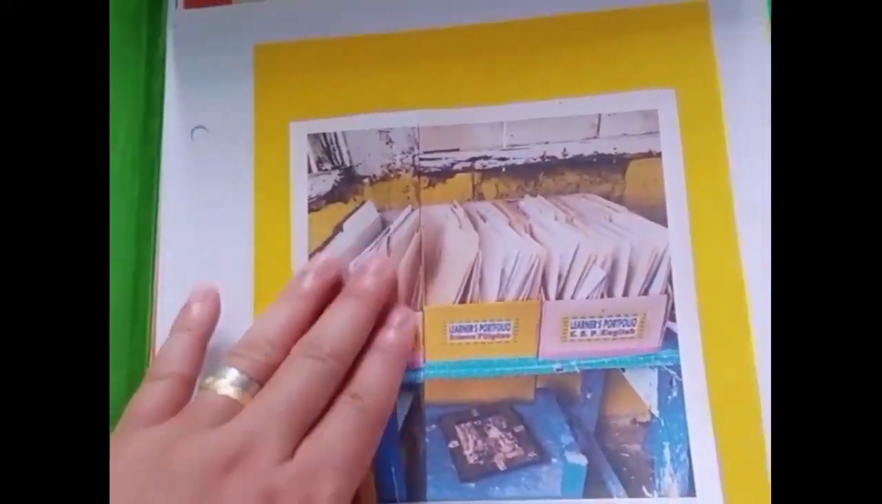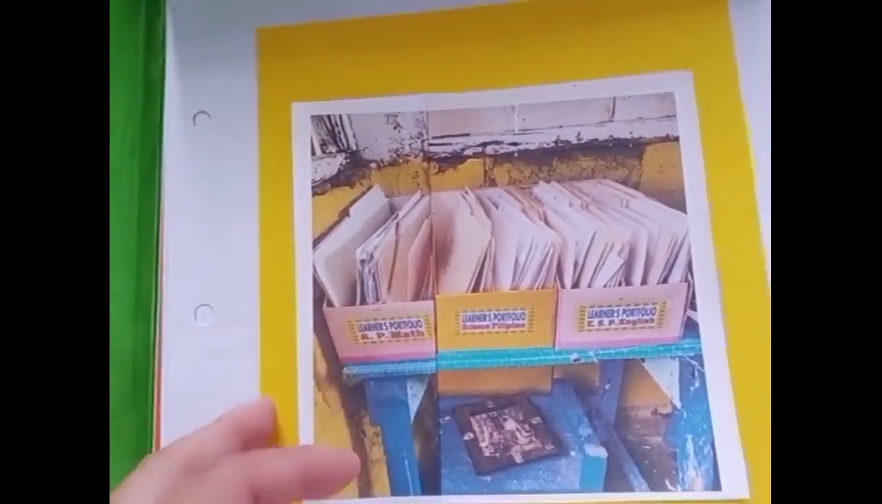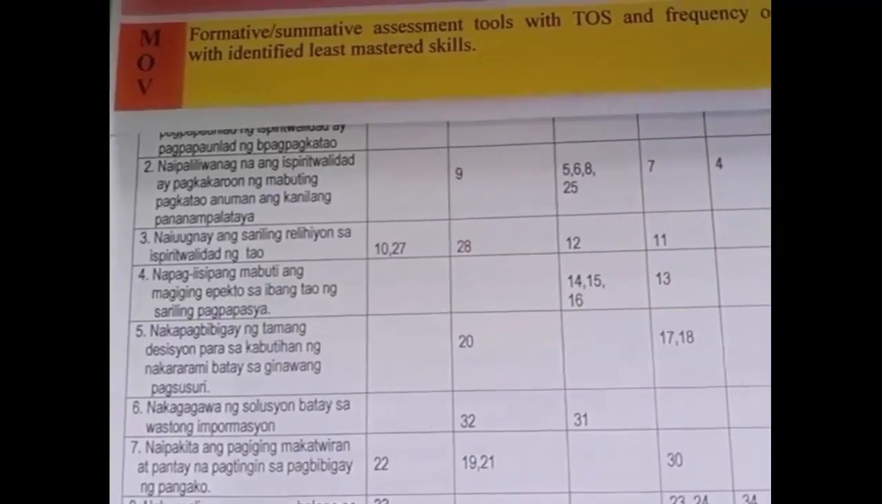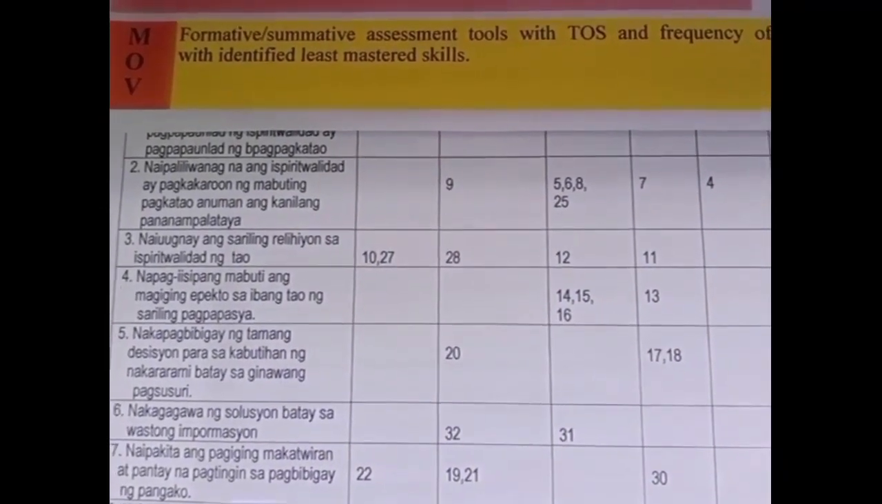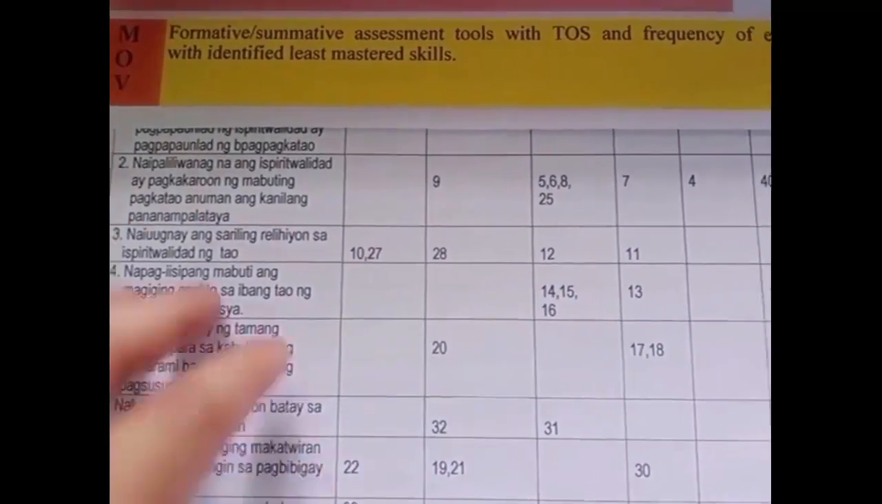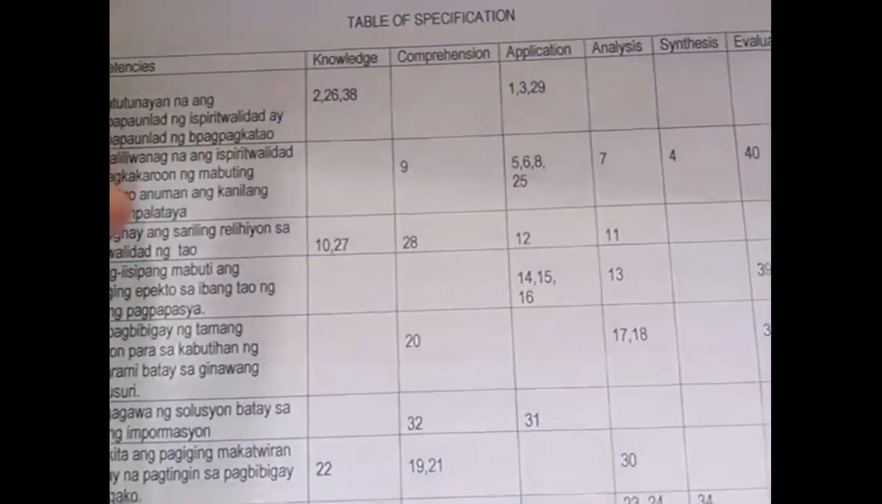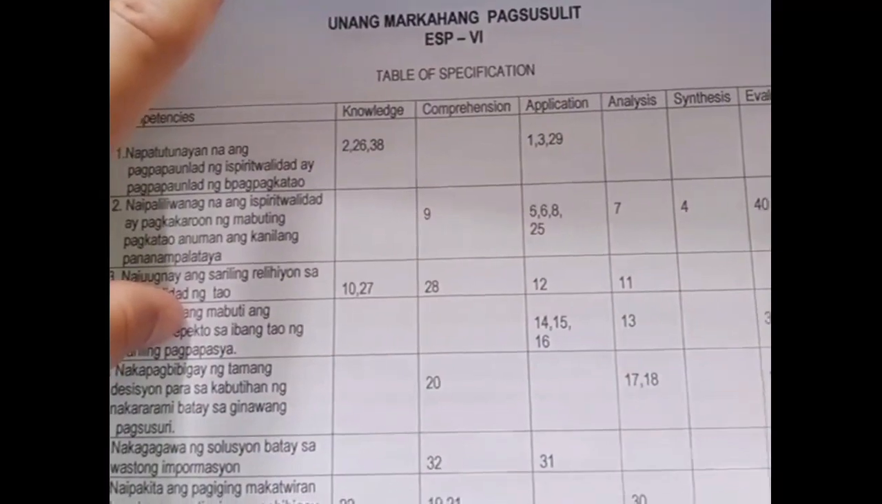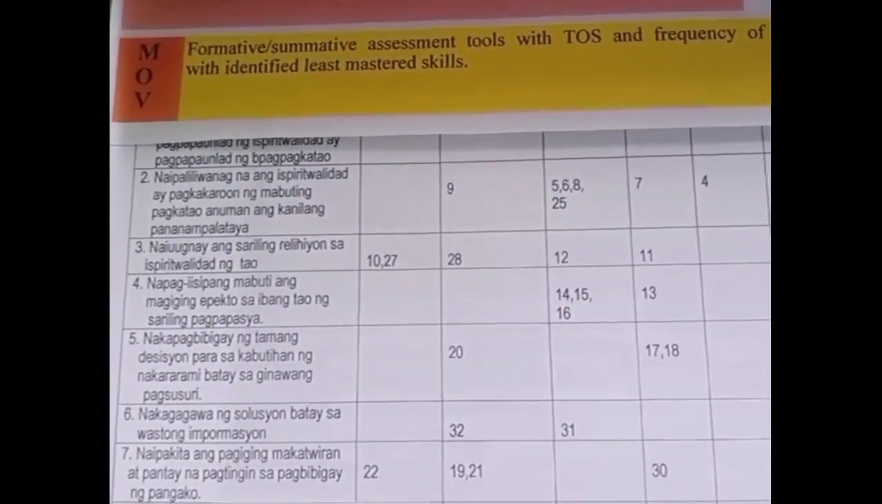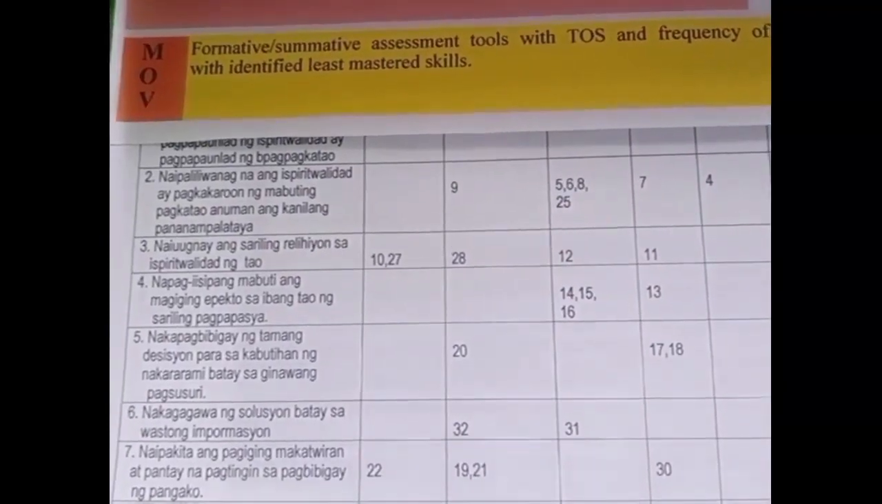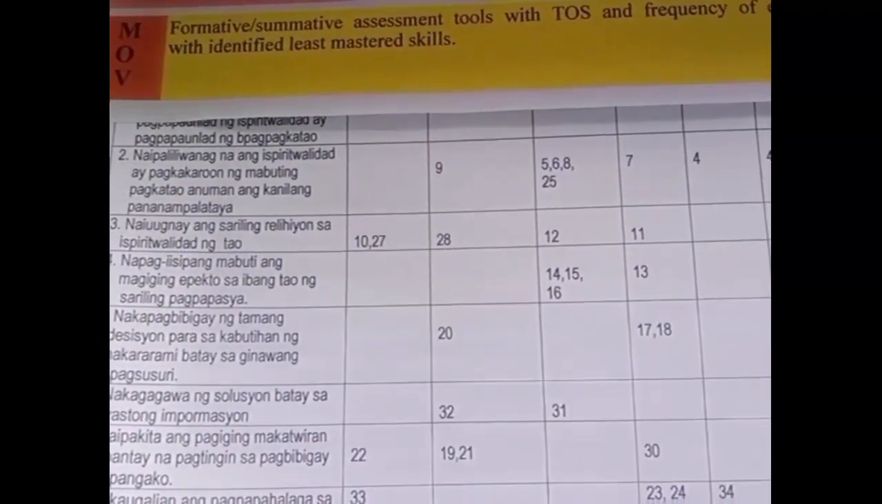So ito nilagay ko, picture lang ito ng portfolio ng mga bata. One ay formative or summative assessment tools with TOS and frequency of errors with identified less mastered skills. So nilagay ko lang din dito ay para sa quarter 1, 2, 3, and 4. So hindi ko din nilagay lahat ng subject para sa quarter 1. So pumili ako ng bawat subject para hindi naman ganun kapal.